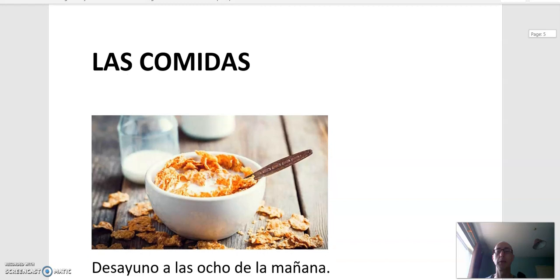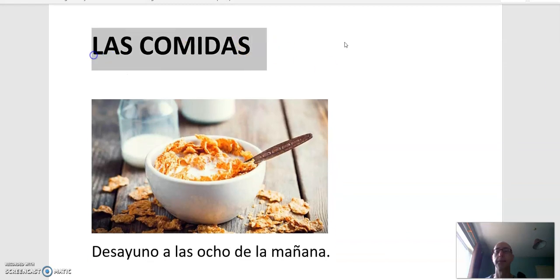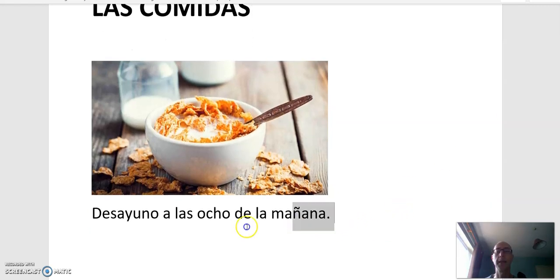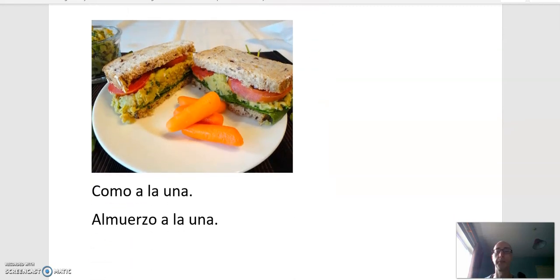Let's look at the meals. They're important. Las comidas. Por la mañana, desayuno a las 8 de la mañana. I have breakfast. In Spanish, there are 2 verbs for to have lunch. You can say como a la 1 o almuerzo a la 1. Como, of course, is comer, but it's also used for to have lunch. Almorzar is the other verb, almuerzo.